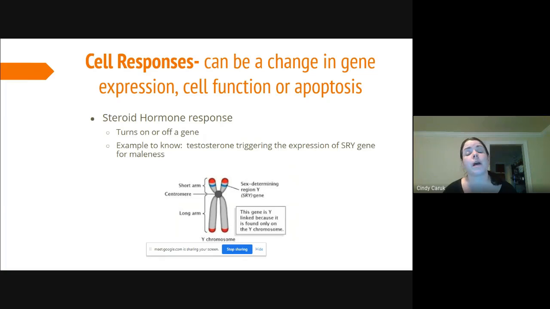So we talked about XY females. Quite often they don't have this SRY gene. When you start off as a female and then you get that testosterone burst, if you have that SRY gene, your development will go off as a male. If they are lacking that SRY gene, even if they have a Y chromosome, they will continue on as a female.